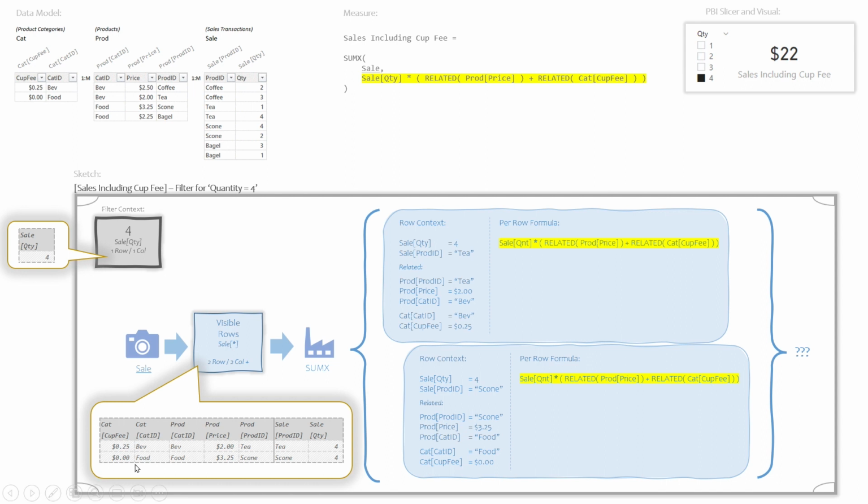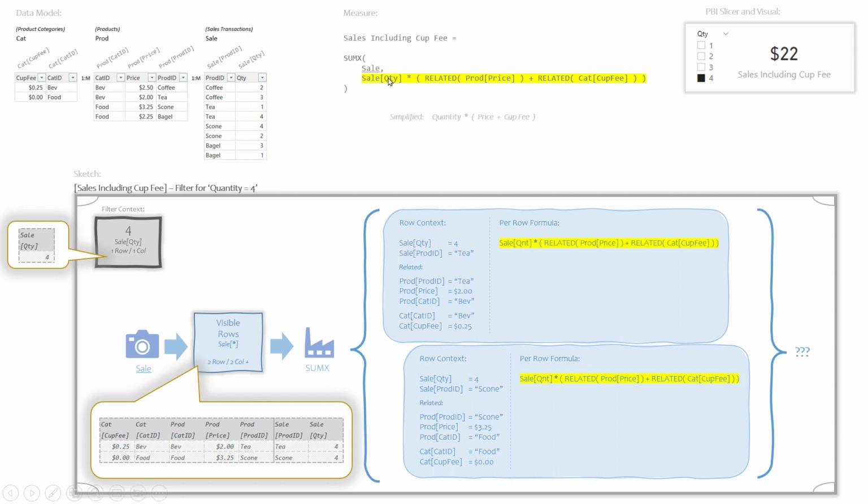However many rows we have in our temp table, the iterator will create that many row contexts and will run the per row formula in each and every one of them, getting a slightly different answer in each one because the formula is pointing at different objects in the current row context. Or maybe more accurately, it's pointing at the same named things, but you're getting different values. So up here, the product ID is T, and down here, the product ID is scone. Speaking of which, let's poke at that a little bit.